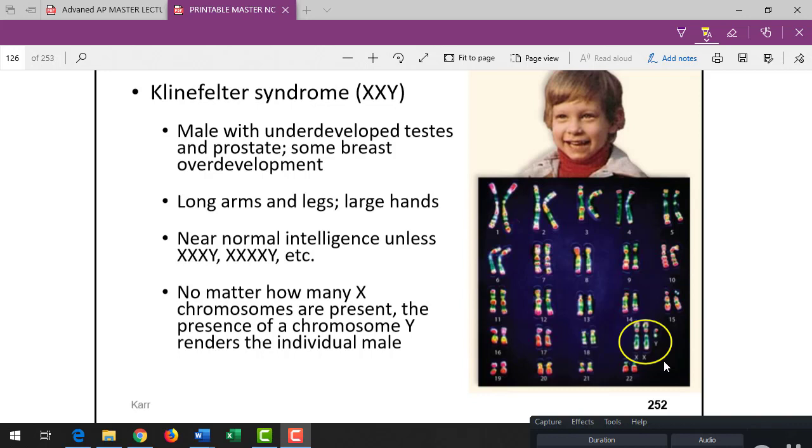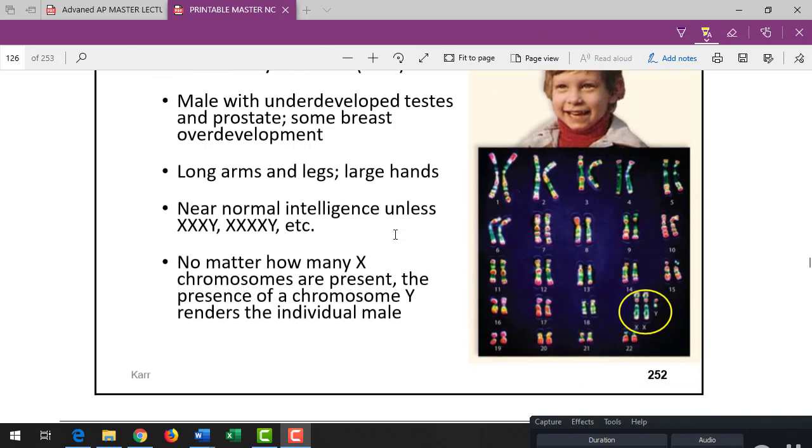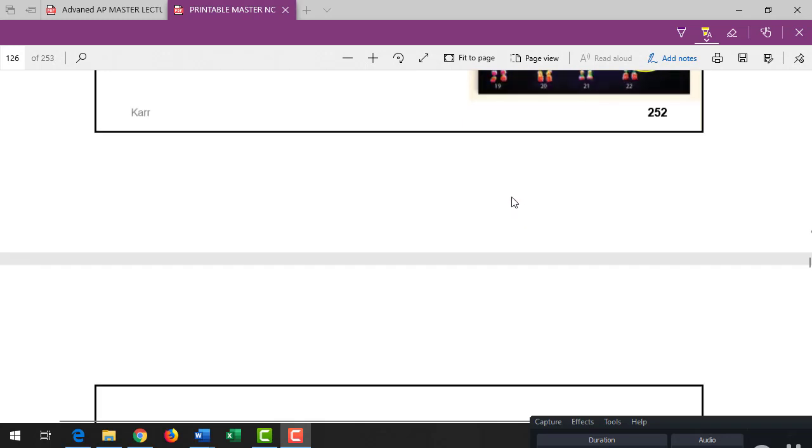I think a lot of athletes have long arms, long legs, and large hands. Yeah, so I don't know. But anyway, again, that interferes with fertility as well because of that.